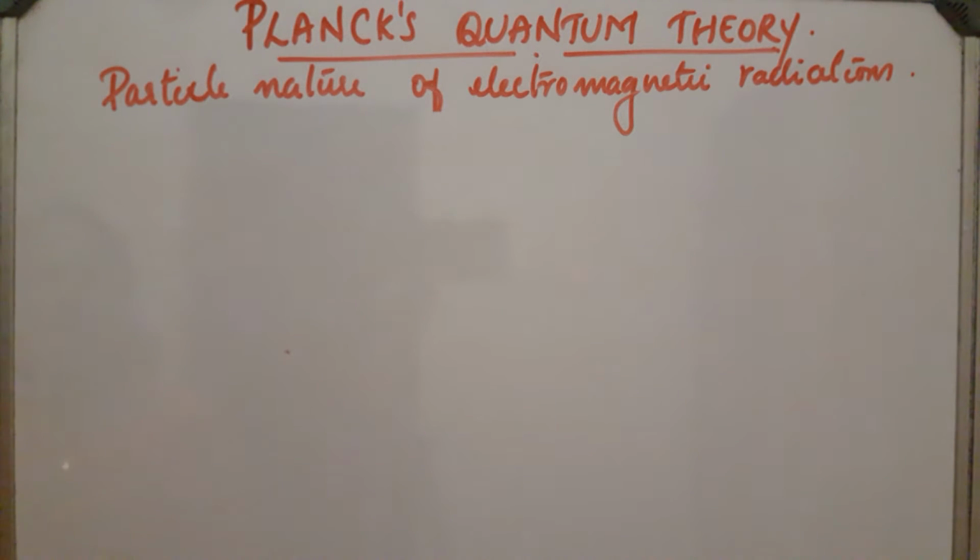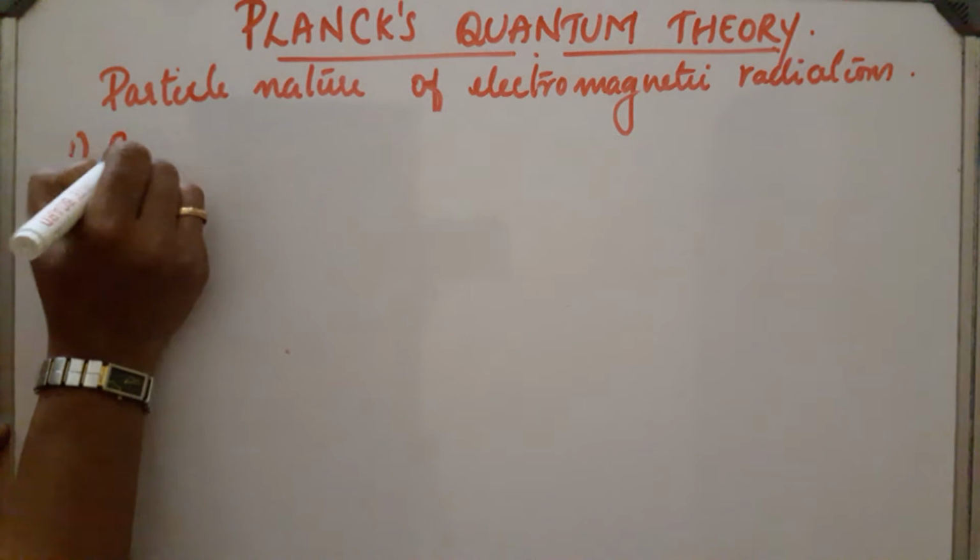Planck's quantum theory, or the particle nature of electromagnetic radiations. Electromagnetic radiations have a dual character, that is wave nature and particle nature. We already discussed the wave nature of electromagnetic radiation. With that we could only explain two properties of electromagnetic radiations, like diffraction and interference. But it could not explain the following observations. First one, black body radiation.